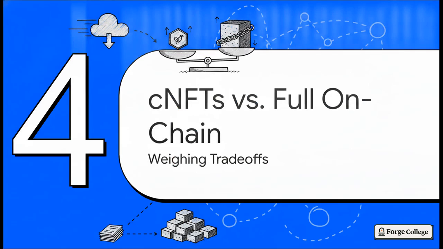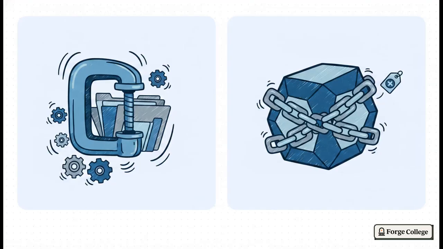All right, section 4, compressed NFTs versus full on-chain. Let's weigh the trade-offs. So what does this all mean for you as a developer? It really comes down to a direct operational trade-off. Compressed NFTs give you incredibly low per-item costs and massive scale. That makes them absolutely perfect for sending out 1 million gaming items or, say, a huge batch of concert tickets. But they require you to actively manage that messy off-chain drawer we talked about.